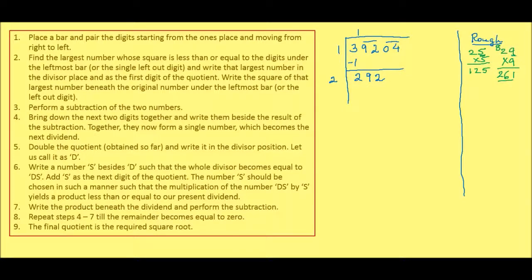And the largest digit that we can take is 9. So we will be putting a 9 over here, as well as over here. This becomes the next digit of the quotient. And when 29 is multiplied with 9, we get a product of 261. Write the product beneath the dividend and perform the subtraction. So we have written the product beneath the dividend and we will be performing the subtraction.